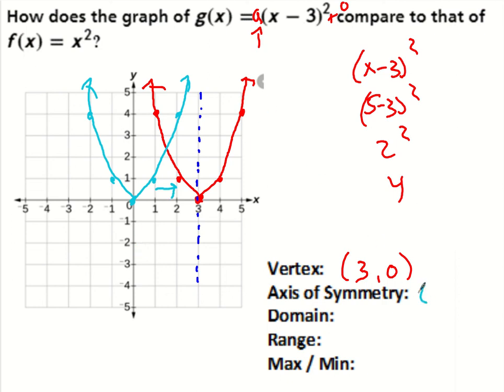Axis of symmetry also changed. So the axis of symmetry is now, I guess I should keep it in red, huh? Sorry. So now it's x equals 3, because this is where my axis of symmetry is at. It's the x value of the vertex. Domain's all real numbers. Range is y is greater than or equal to 0, because that's the y value of the vertex. That's where all of our values have to be above 0. And we're at a minimum of y equals 0.